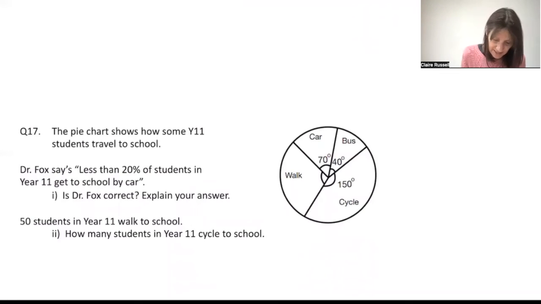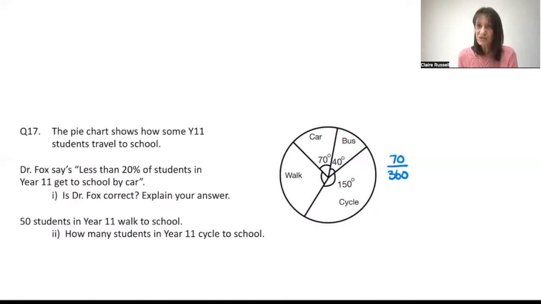We can see, where's my little highlighter? There we go, we'll use that. We can see that by car, 70 degrees have been taken up. So I want to know what percentage this section actually takes up of the pie chart. That's the maths that I need to do. So I'm going to do 70 degrees out of the total 360. What is that as a percentage?